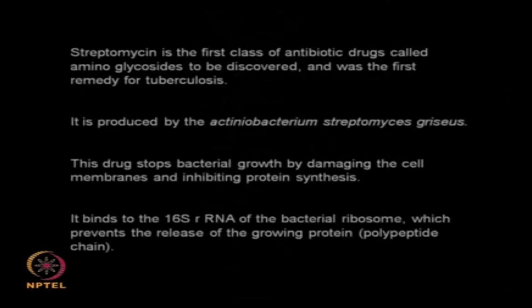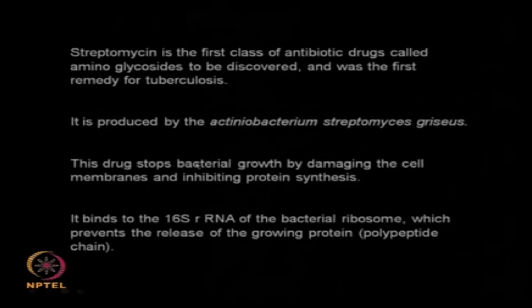Let us go to antibiotics, streptomycin. This is the first class of antibiotics, that means it came almost 20 years back. These are called aminoglycosides, they are the first remedy for tuberculosis also. It is produced by an organism, Streptomyces griseus.